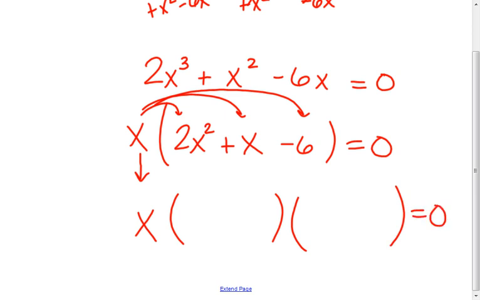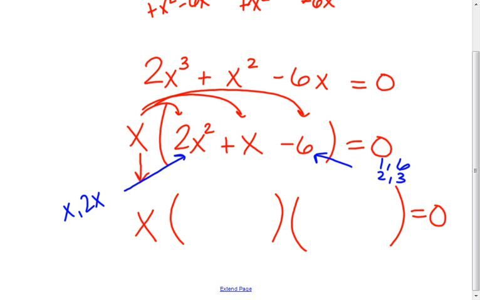So I want to list my factors so that I can get 2x squared. The only way to get 2x squared is x and 2x. And then if I list the factors in my back, 6 could be 1 and 6, or 2 and 3.